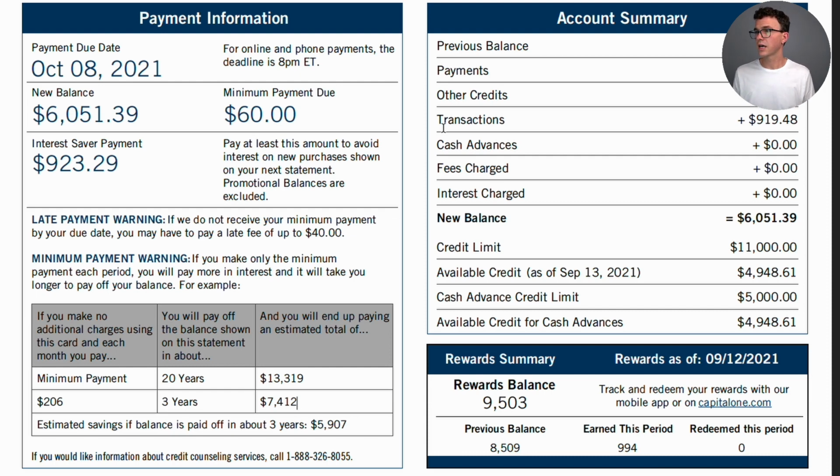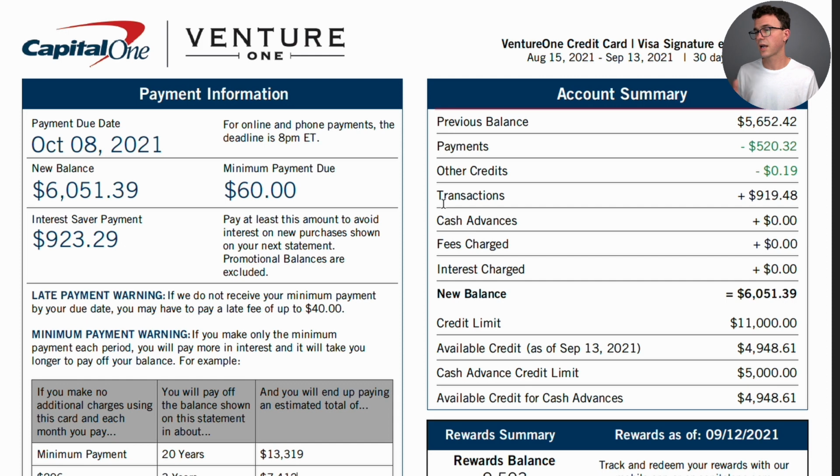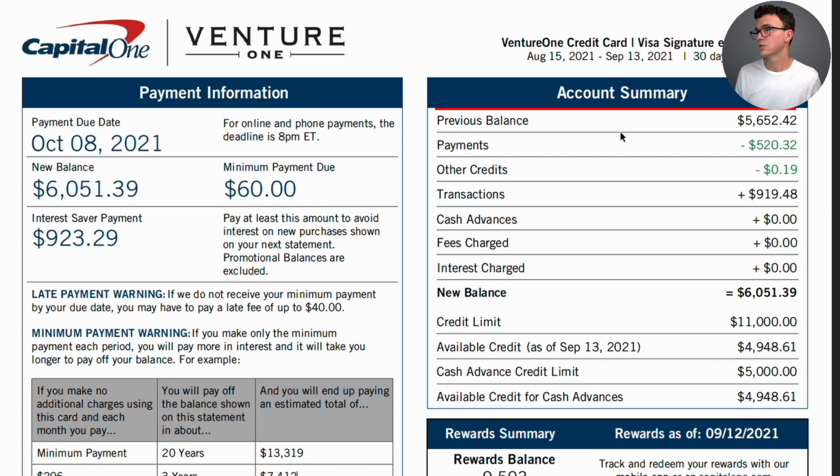Okay, now moving on to the next column, which is the account summary for the month. The previous balance, so basically what I started with at midnight on August 15th, was this amount. During the period, I made a payment of $520.32.